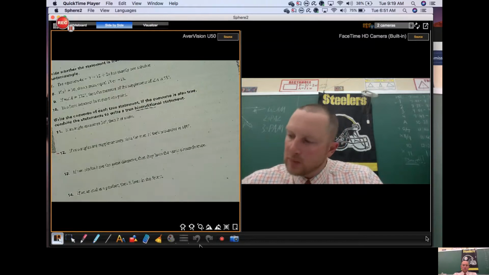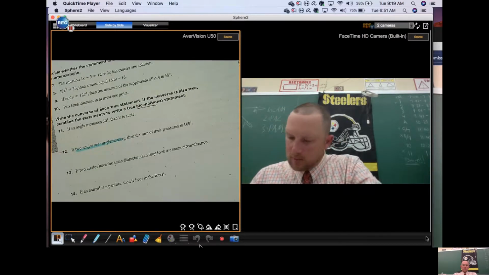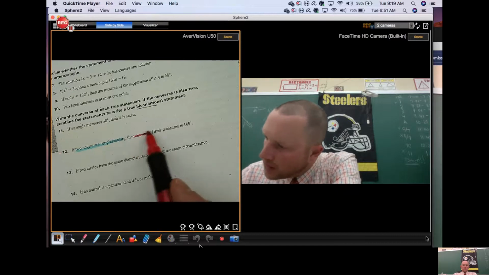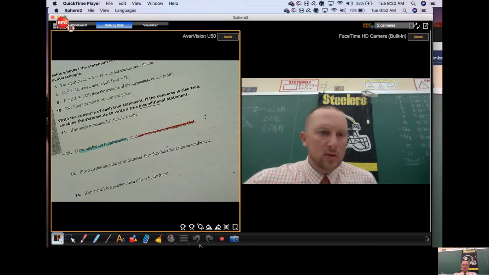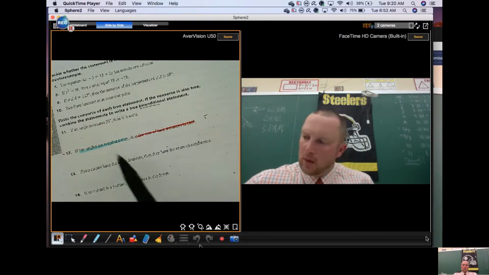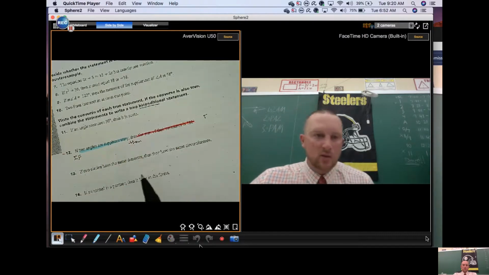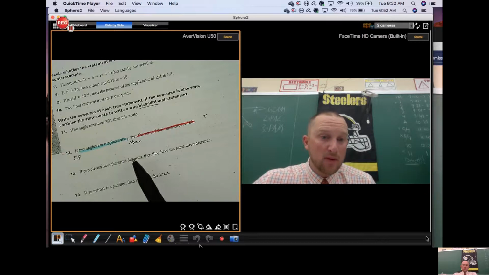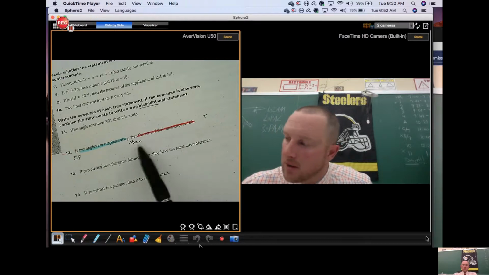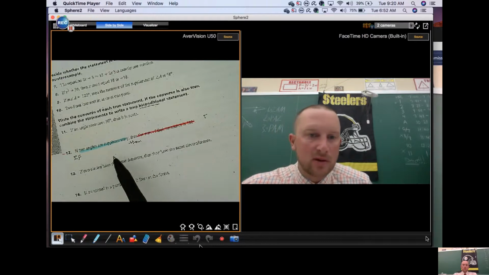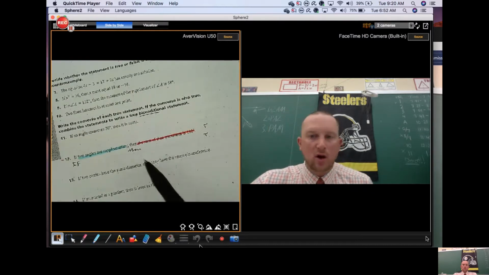So if two angles are supplementary, then the sum of their measures is 180. That's a true statement. Now, the converse would keep if and keep then exactly where they are, but you're switching the red and the blue. So it would say if the sum is 180, then two angles are supplementary. That's true also. Your conditional and your converse are true.